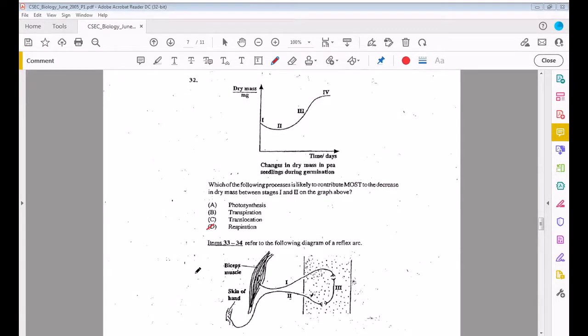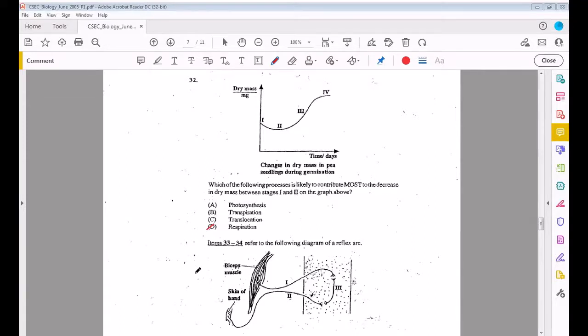Again, we should be familiar with this. Which of the following processes is likely to contribute most to the decrease in dry mass between stage 1 and 2 on the graph? The answer is D, transpiration. Because remember, this is germination taking place. So A, B, and C, we could knock that out. The answer would be respiration.